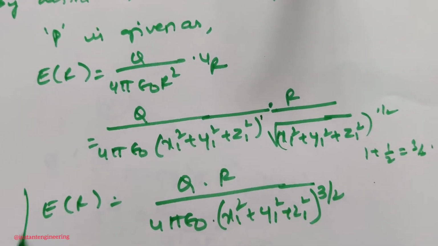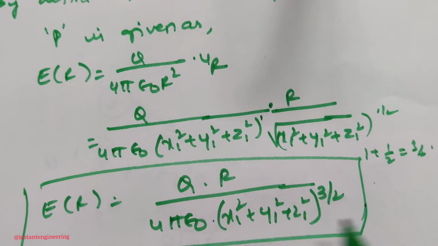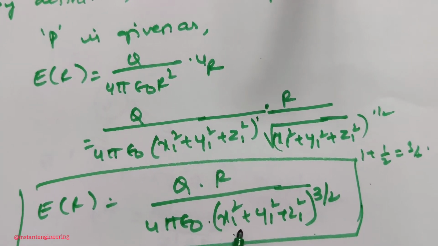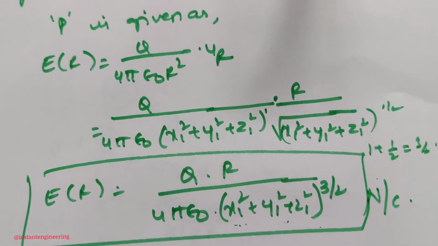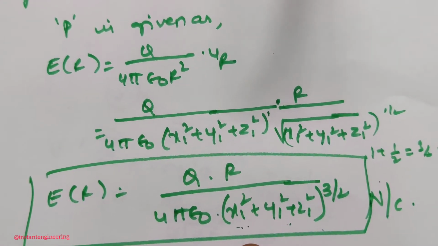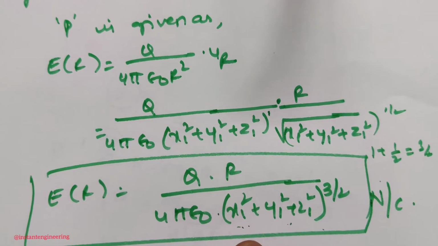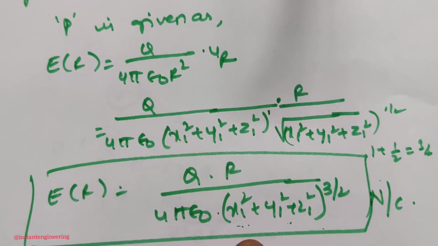So this is the electric field intensity when the point is given from the origin O to P. The units are newtons per coulomb. This is how you will solve this kind of question. If you still want to find the unit vectors and all, we can also solve it in this way.